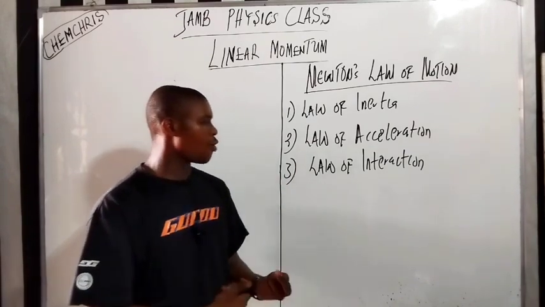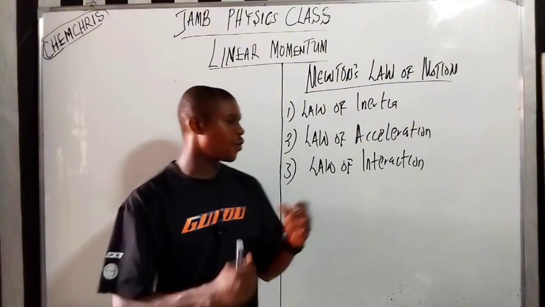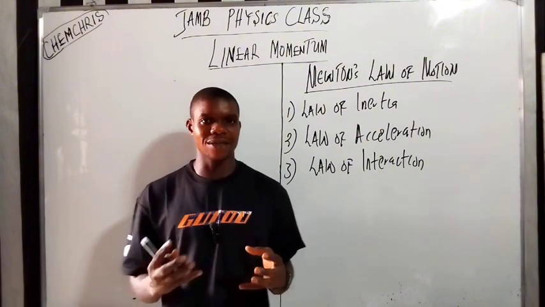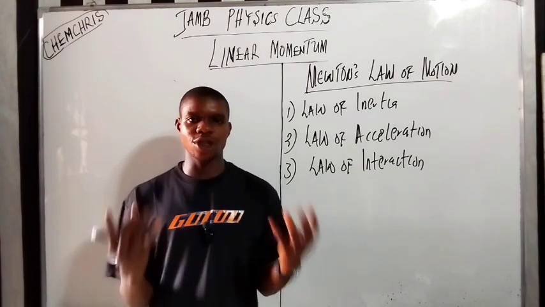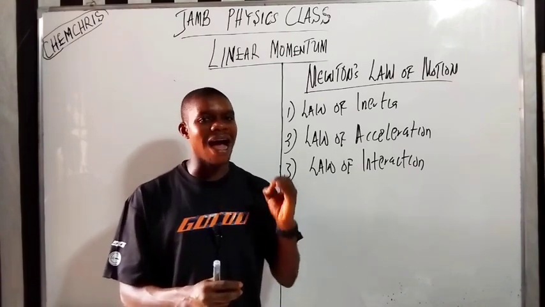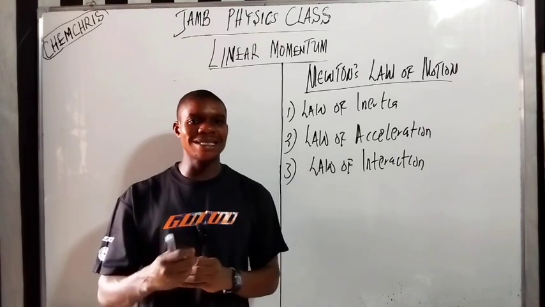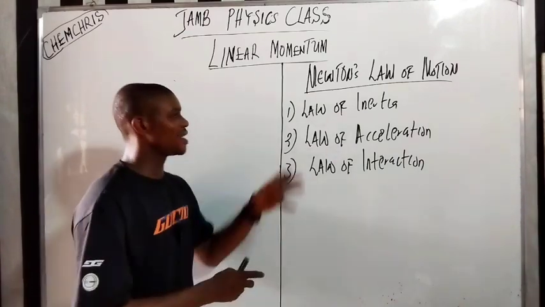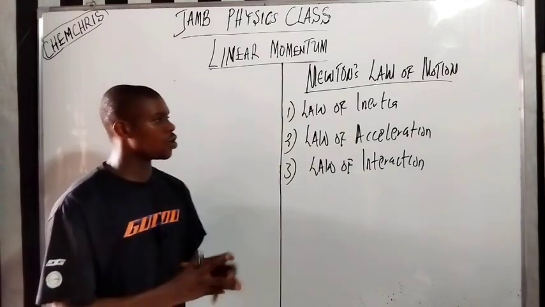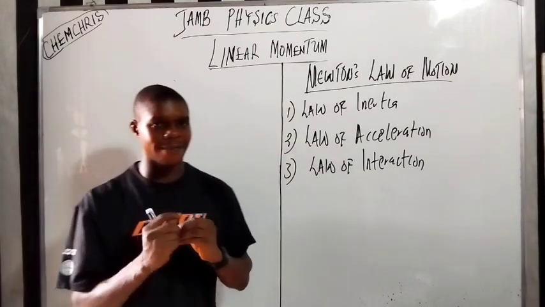Now look at the law of interaction. The third law of motion states that action and reaction are equal and opposite. What does it mean? It means that for every action there is always an equal and opposite reaction. So these are the three laws of motion you need to understand here.